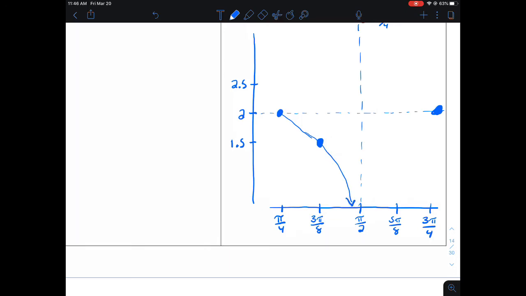Now, if I was to work my way to the left of pi over 4, I'd be going up. At 5 pi over 8, so I can ensure that I stay decreasing, 5 pi over 8 is going to have a y value of 2.5. And so that way, as I work my way from left to right, I'm going to see it's decreasing.